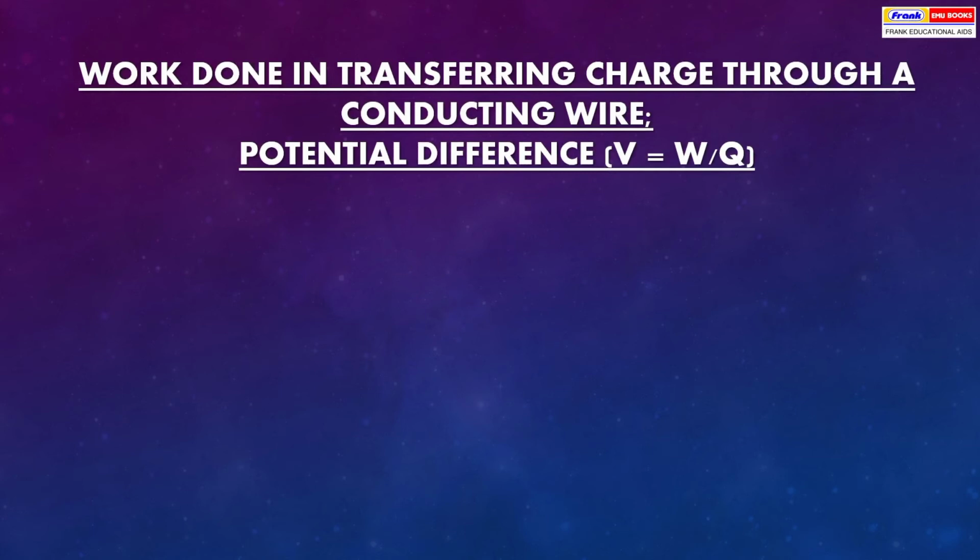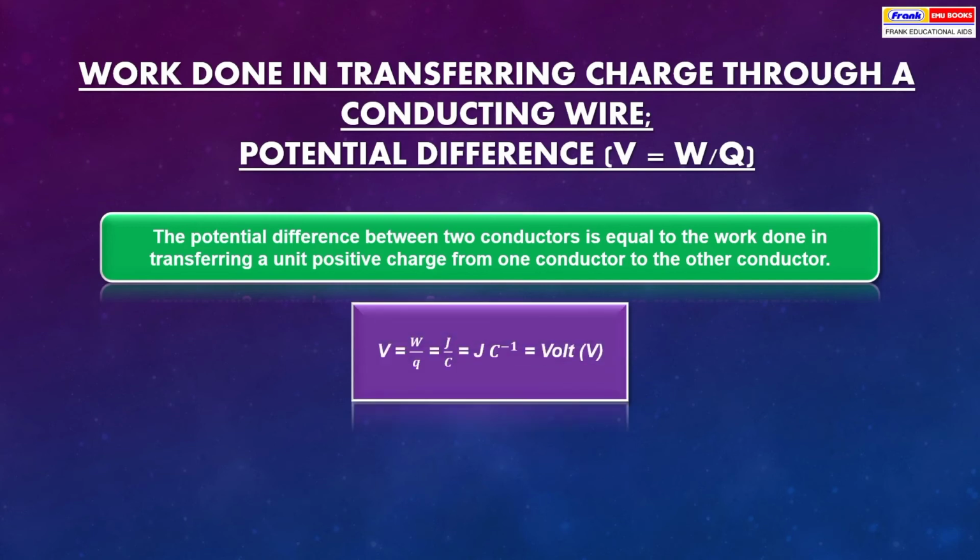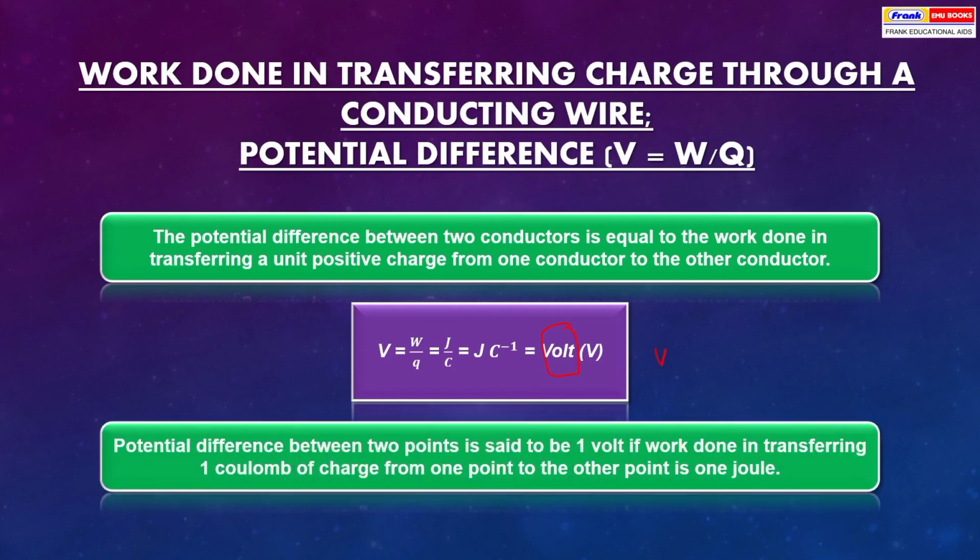Now, work done in transferring charge through a conducting wire. Potential difference is basically the work done in transferring a unit positive charge from one conductor to another conductor. The formula for potential difference is W by Q, and the SI unit of potential difference is volt, and it is denoted by capital V. Potential difference between two points is said to be 1 volt if the work done in transferring 1 coulomb of charge from one point to the other point is 1 joule.